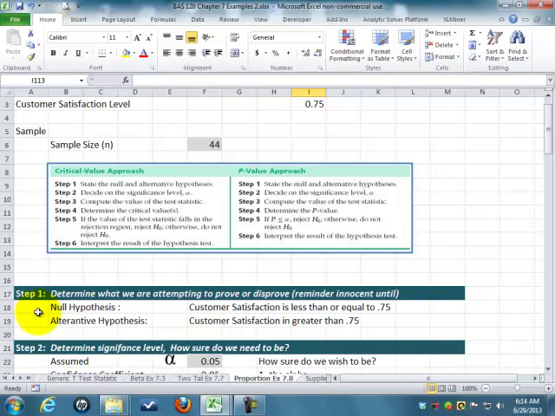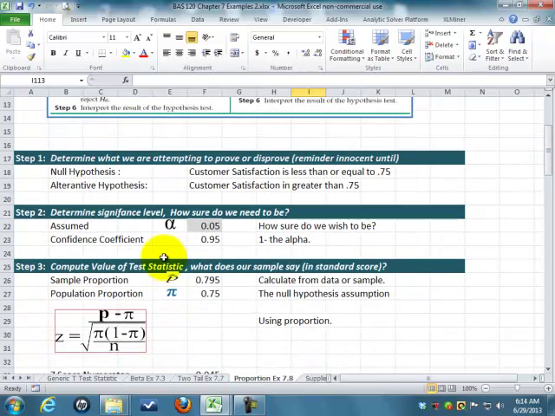So step 1 is the null hypothesis: customer satisfaction is less than or equal to 0.75. Understand, we're doing a proportion now, and it's a one tail. We're only interested in the right side. We're not interested if customer satisfaction went down. We're not trying to prove that customer satisfaction changed. We're trying to prove that customer satisfaction improved. So we're only interested in the one tail, the right tail.